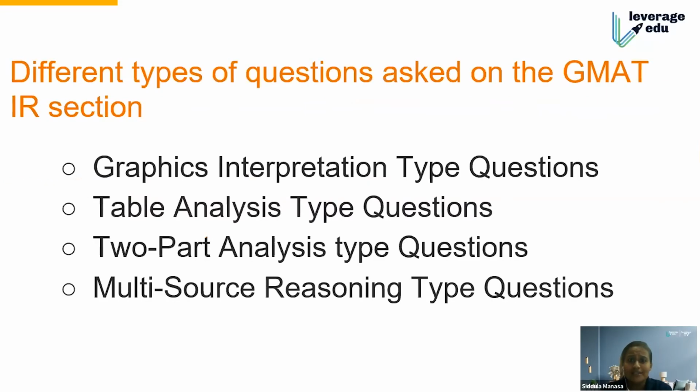Now, what are the types of questions you get in the GMAT IR section? First, as I told, graphical interpretation, which I discussed earlier. Another form of IR question is where a table will be given, which you need to analyze, and then collect the data necessary after reading the question properly. Next is the 2-part analysis type question, and the 4th one is multi-source reasoning type questions. I will discuss in detail all these questions with examples.